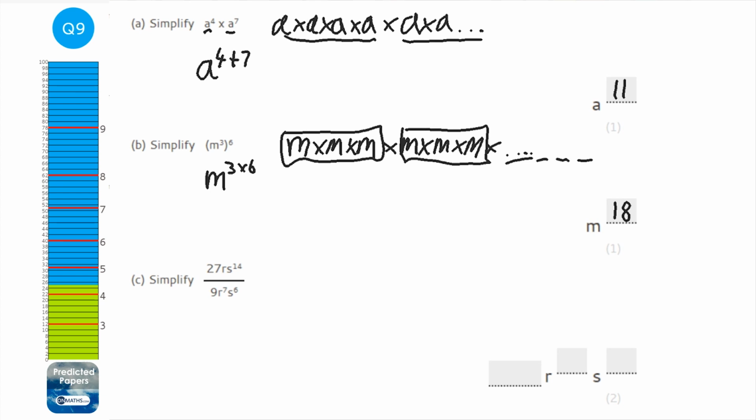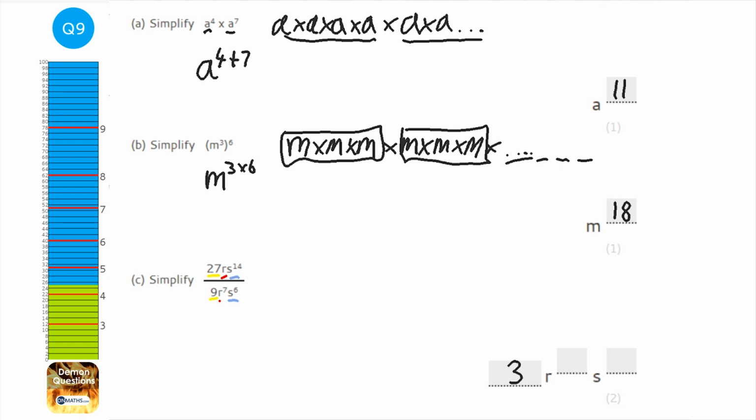Okay, so for this next one, this is a slightly harder one. What you need to do is just do the numbers first. Then we're going to do the R's. And then we're going to do the S's. Okay. So 27, so over means divide, okay? So 27 divided by 9 is just going to be 3.